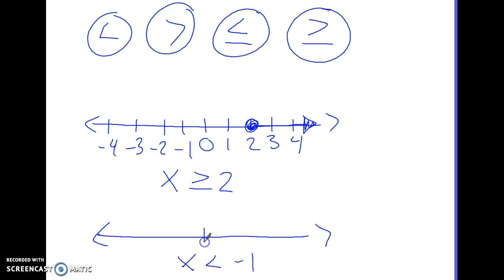If I have an example of x is less than -1, again, we have our positive integers on the right side and our negative integers on the left side. I would put an open circle at -1 because x can't equal -1, but it can be any number that is less than -1. So that is a quick review on graphing inequalities and the symbols of inequalities.